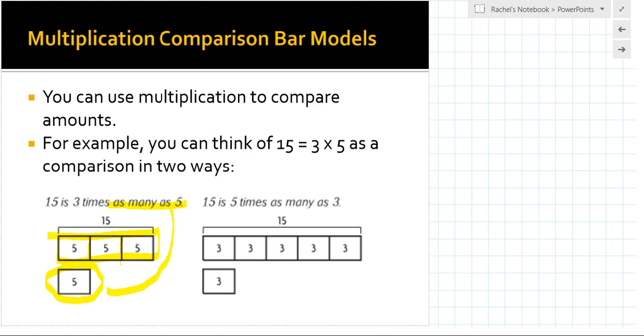Just like our goal was to be able to flip those two numbers, 3 times 5 or 5 times 3, our picture will look different. In the second one, when it says 15 is 5 times as many as 3, we start with 3 as the known quantity, and then we repeat that 3 5 times for a total of 15. So comparing those two numbers using the bar model would look like that.